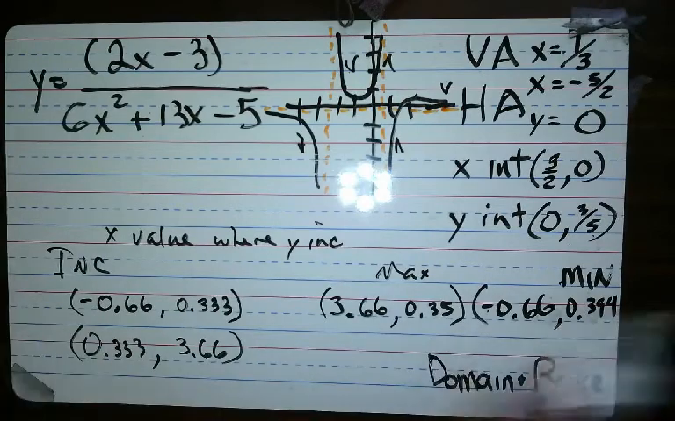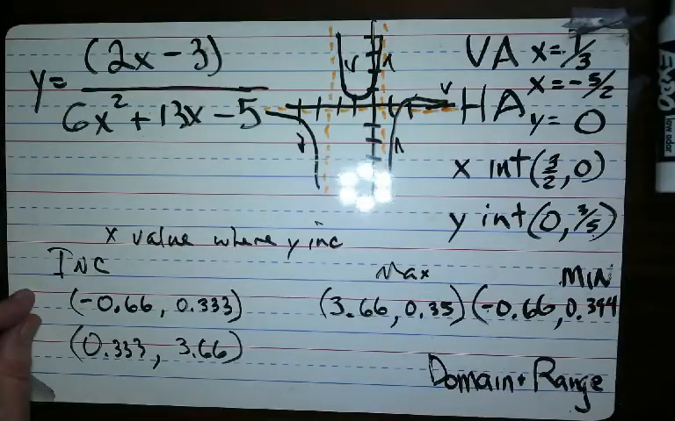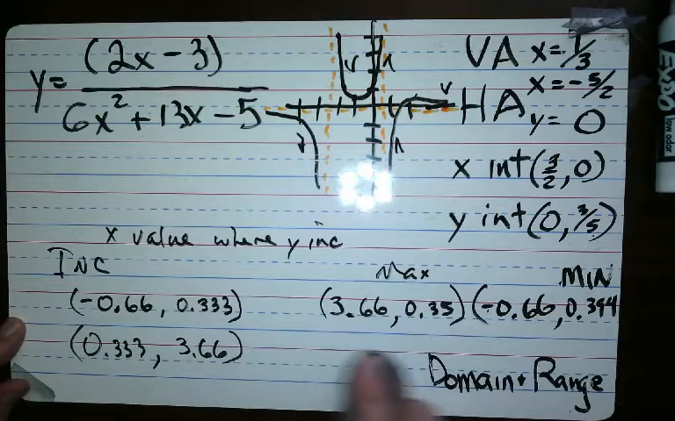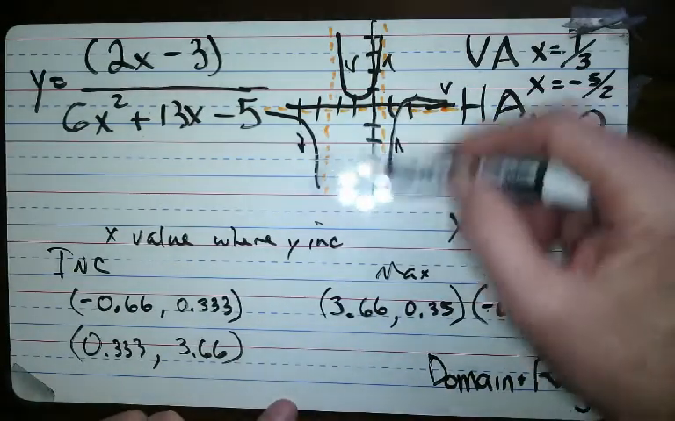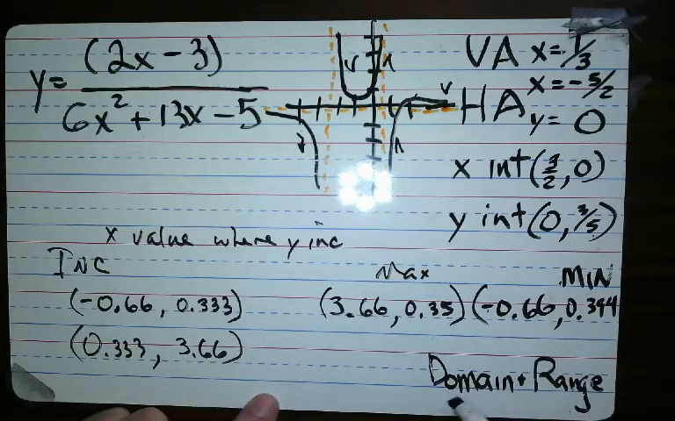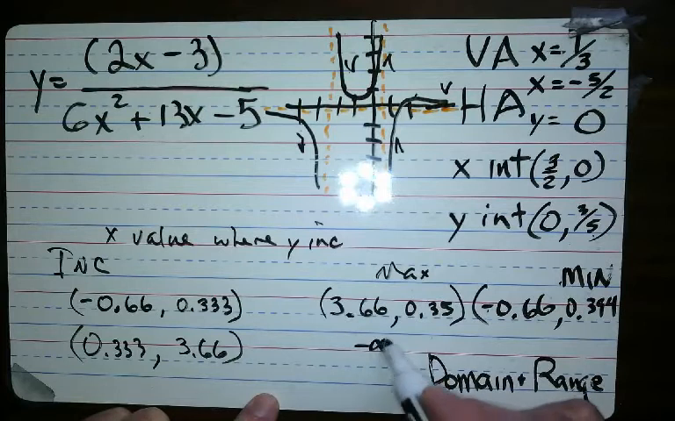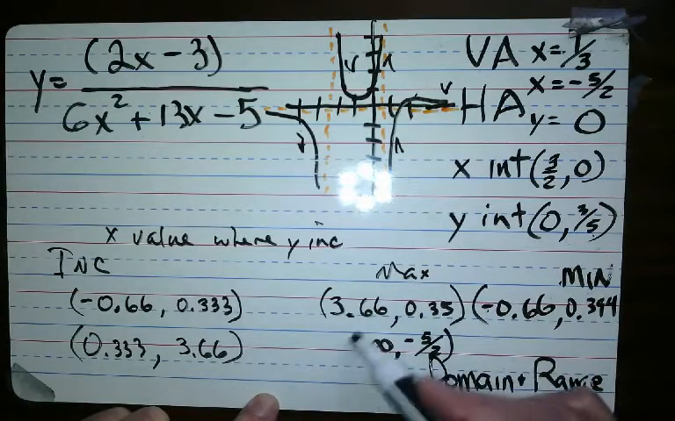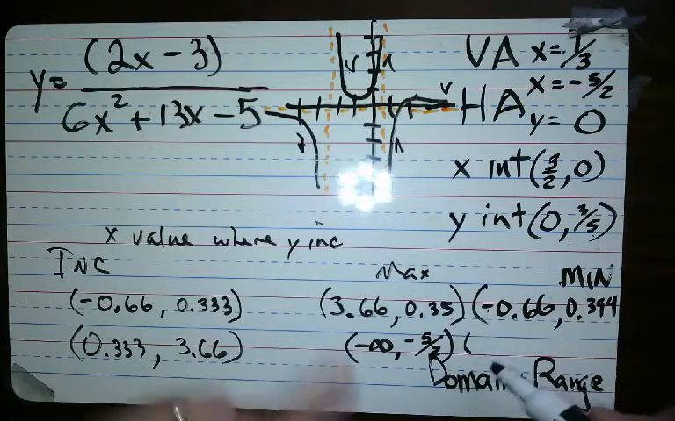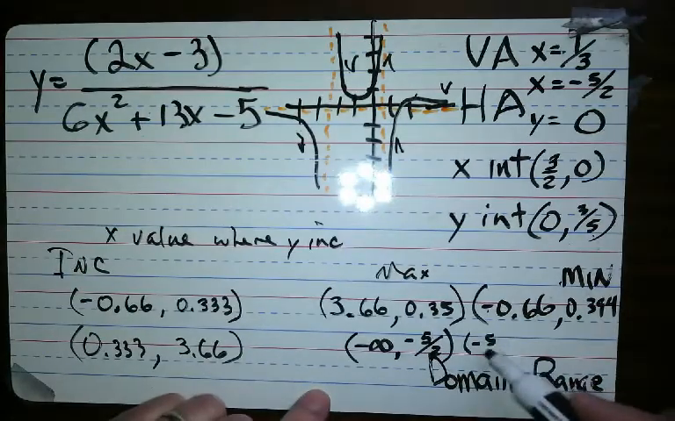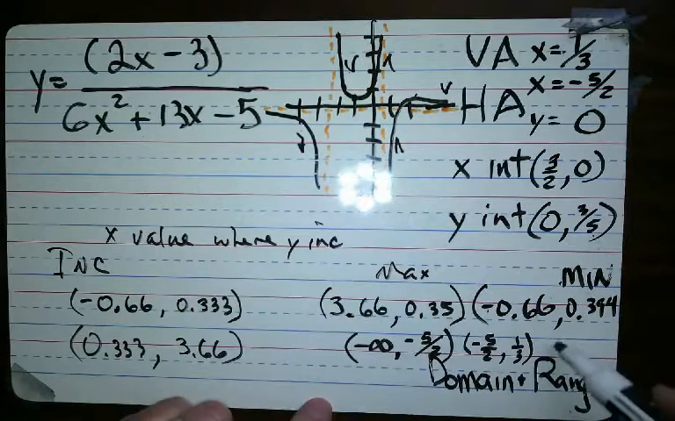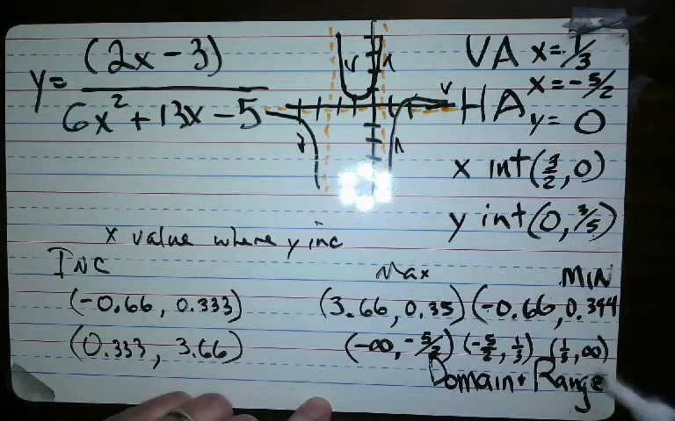The domain is how wide the graph is, and what numbers can I use? Well, I have a picture on every number in the whole wide world, except I don't have a picture at the asymptotes. So the domain is all the negative numbers up to negative 5 over 2, because that is the first asymptote. Then there's a picture in between those two asymptotes, 5 over 2 to 1 third, and then there's no picture at 1 third. And then on the other side of 1 third, every positive number after that is in my domain.